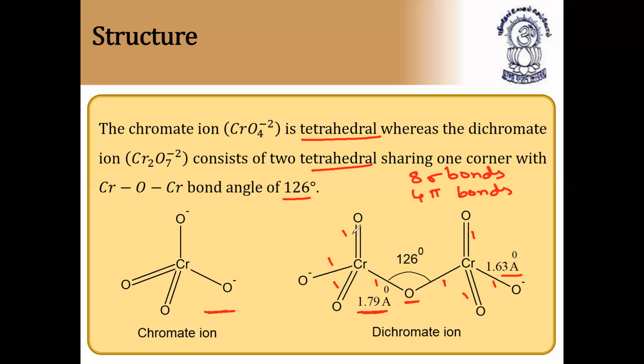For a double bond you have 1 sigma and 1 pi. So in total there are 8 sigma bonds and 4 pi bonds. This is also very useful information.